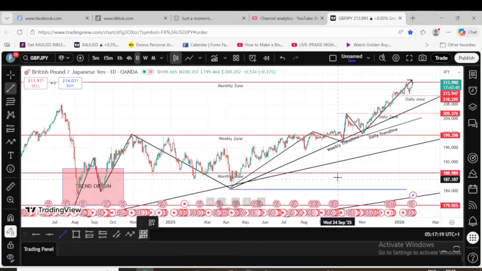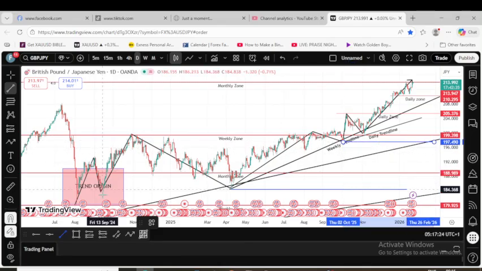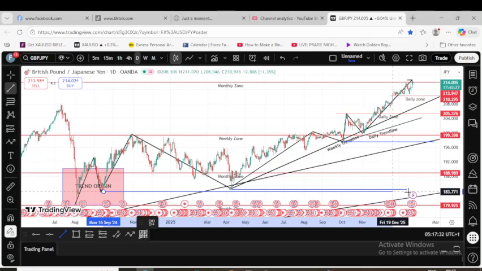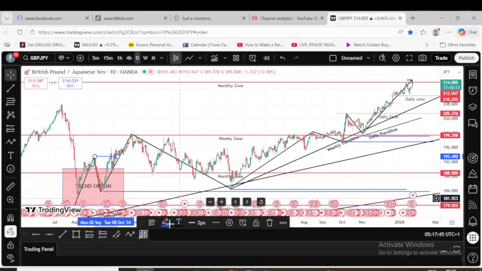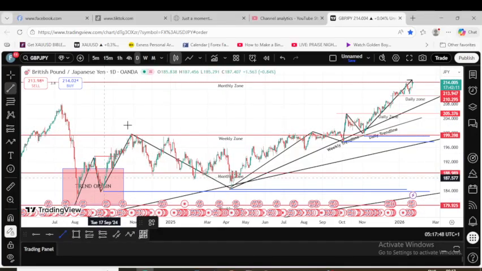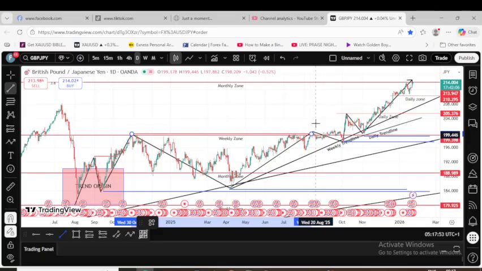So these are our swing highs. Sorry, these are our swing lows. So these are our swing lows. And next we identify our swing highs. These are our swing highs, which are also known as higher highs.